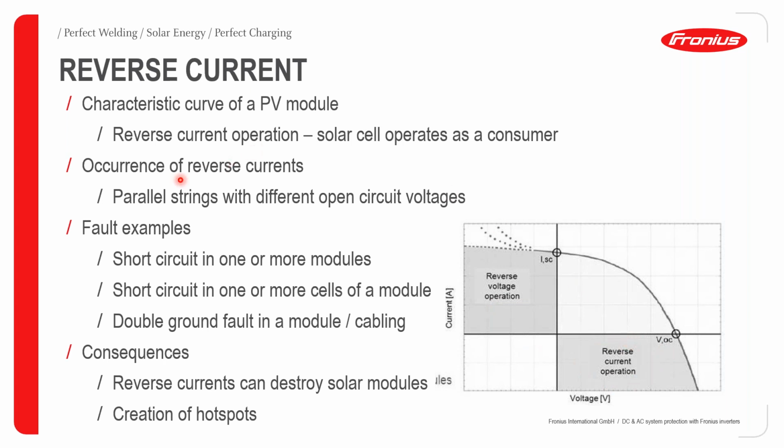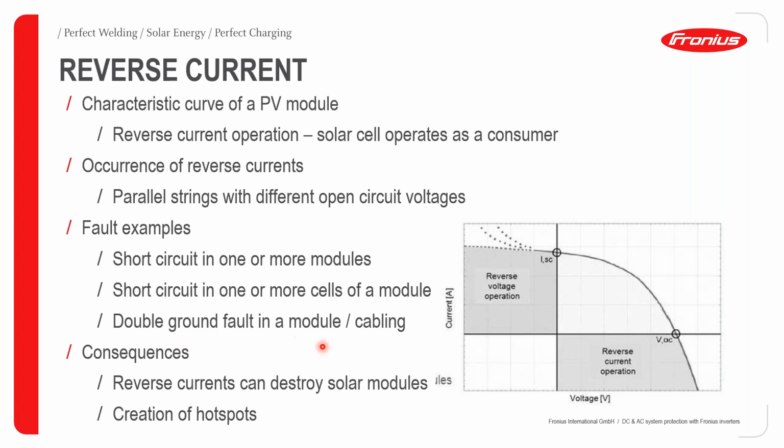It can occur when you have parallel strings with different open circuit voltages, and fault examples can be short circuits in one or more modules. It can be a short circuit in one or more cells of a module.